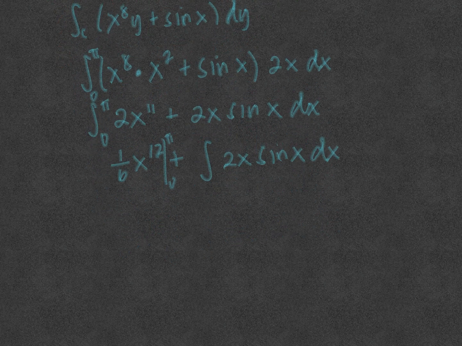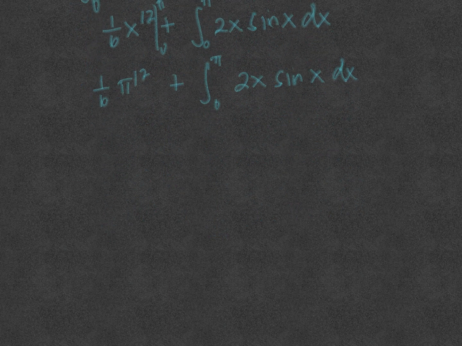Let's go ahead and finish that one. So we have 1 over 6 times pi to the 12th. And x is 0 means it's gone. So we have plus the integral from 0 to pi of 2x sine x dx. Now this requires integration by parts, and you should not be doing integration by parts in your head. So we have u.